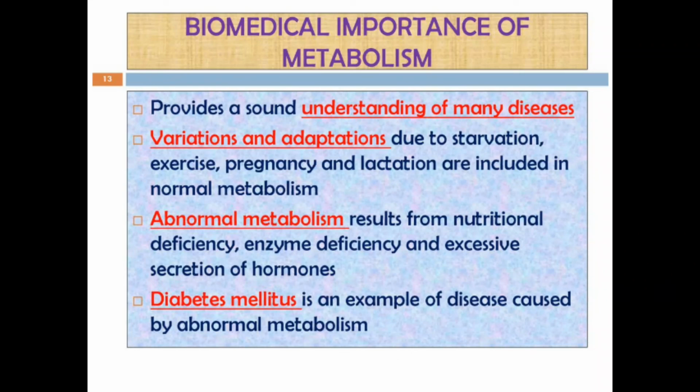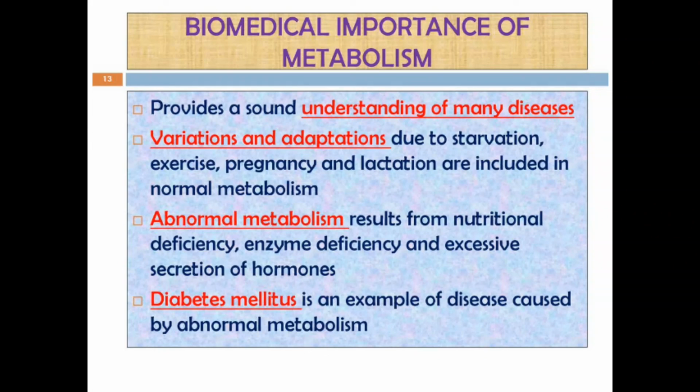Then the abnormal metabolism. These result from nutritional deficiency, which includes someone lacking certain dietary nutrients that the body needs. Then also enzyme deficiency. On enzyme deficiency, this is where you lack a certain enzyme to carry out a certain metabolic reaction. And also excess secretion of hormone.